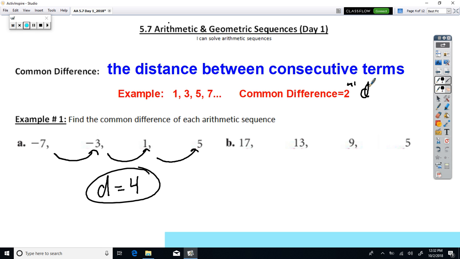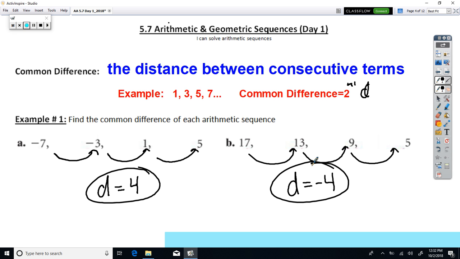Yeah, Andy loves math. All right, how about the next one? What's the common difference? Notice the numbers are getting smaller, so they're adding a negative number, or subtracting. Adding a negative 4, or subtracting 4. So d equals negative 4.